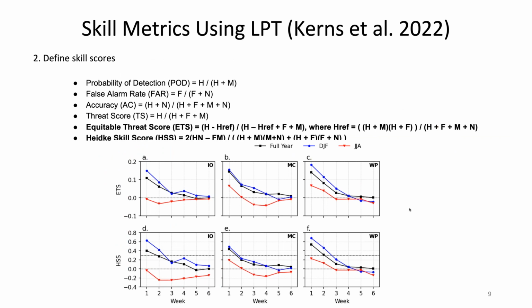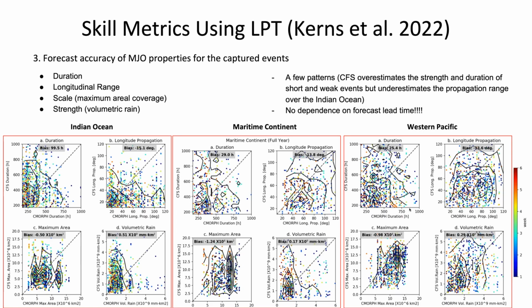Okay, so then the question you can ask is, if the model has a hit, if it forecasts the MJO events, how well does it reproduce the properties of that particular MJO event. By property, we can judge using duration, using longitudinal propagation range, using scale, that's the maximum areal coverage of precipitation, or using the strength, the volumetric range. And in the bottom, the scatter diagrams just show you the example over the Indian Ocean, over the Maritime Continent, and the Western Pacific.